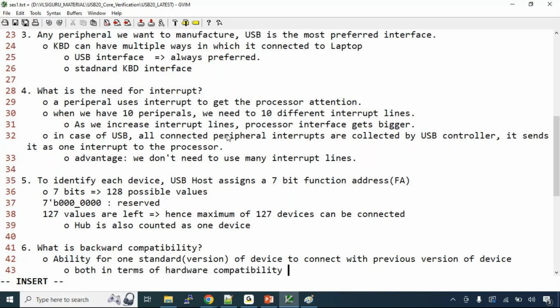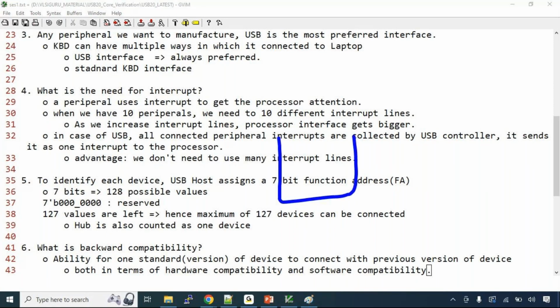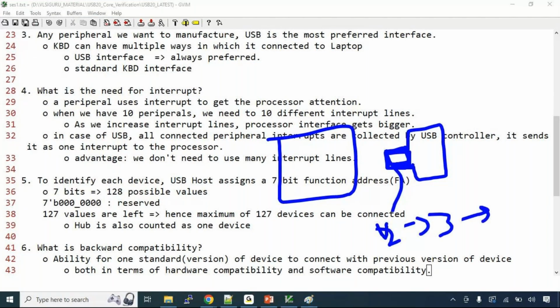and software compatibility. What is meant by hardware compatibility is I should be able to plug in, right? My pen drive and my laptop should have a similar kind of connector size. When I go from USB 2 to 3, they should not change it. They should still keep the same size. When I go from 3 to 4, they should still use the same size. Otherwise, what happens if I increase the size? I cannot fit it in.